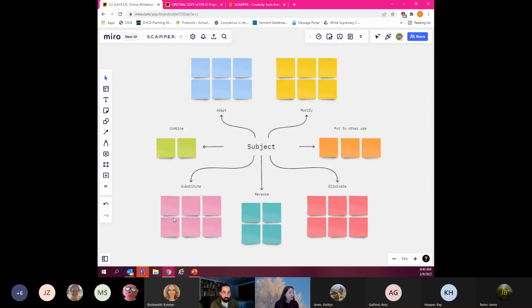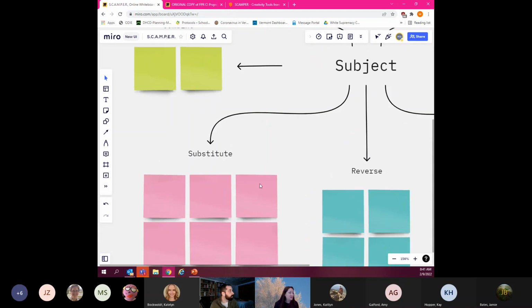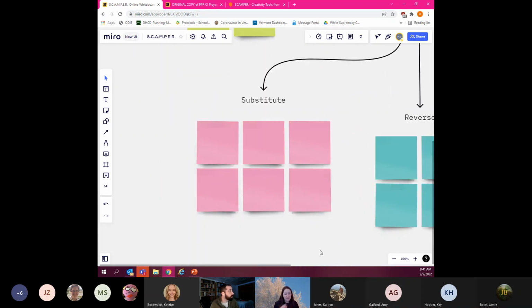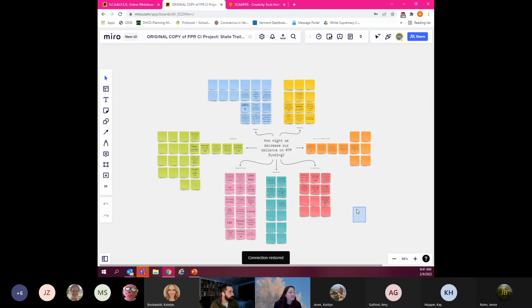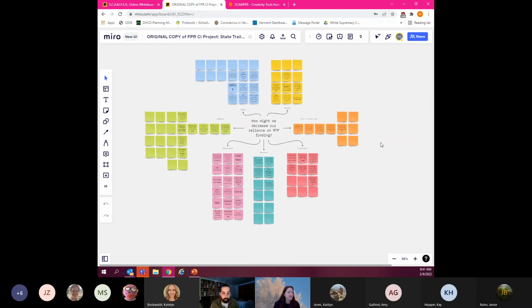For each piece, we just zoomed in and said, okay, how might we substitute parts of the process or people or activities that we're doing in this process to make it better? And then we brainstormed. And what we ended up with is this chart here. There are close to 60 ideas on this chart.